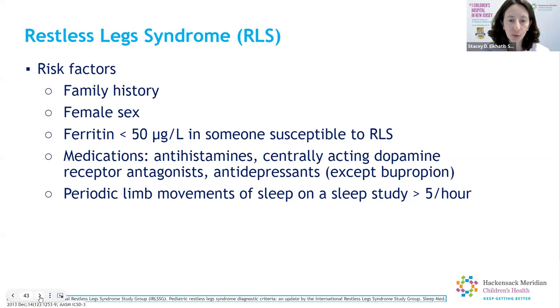It's thought that individuals with restless legs have lower brain iron stores. And iron can also be related to dopamine pathways. So this combination of lower or affected dopamine levels and lower brain iron stores can lead to the restless leg symptoms. Other things that can cause or worsen restless legs would be medications like antihistamines, some of the centrally acting dopamine receptor antagonists, and antidepressants, except for bupropion or Wellbutrin. These are things that, in someone who's susceptible to restless legs, may worsen their symptoms. Another thing would be if a child gets a sleep study and they have elevated periodic limb movements of sleep, meaning they're moving their legs a lot during the study and it's periodic, that could also be associated with restless legs. Next slide.